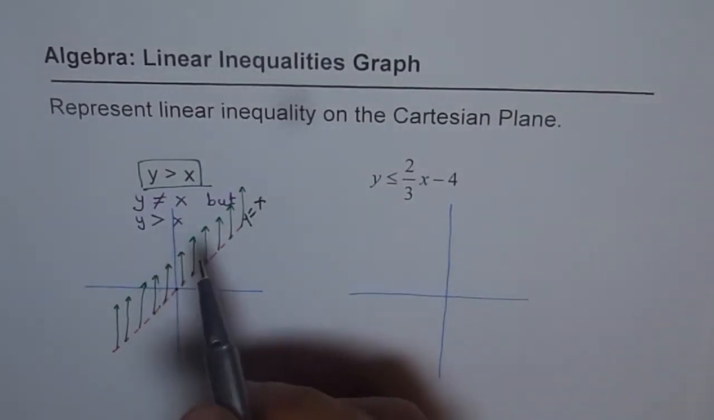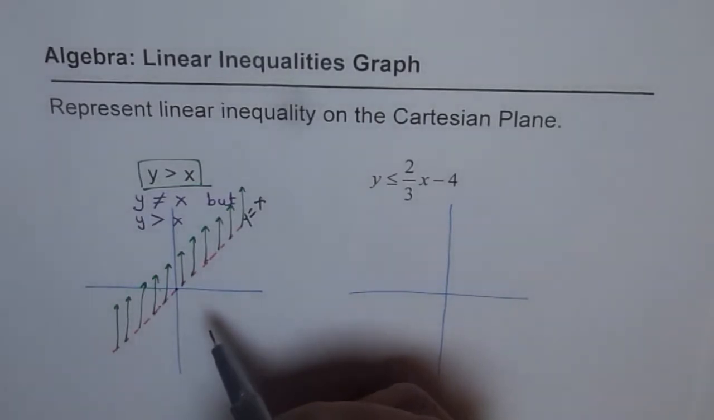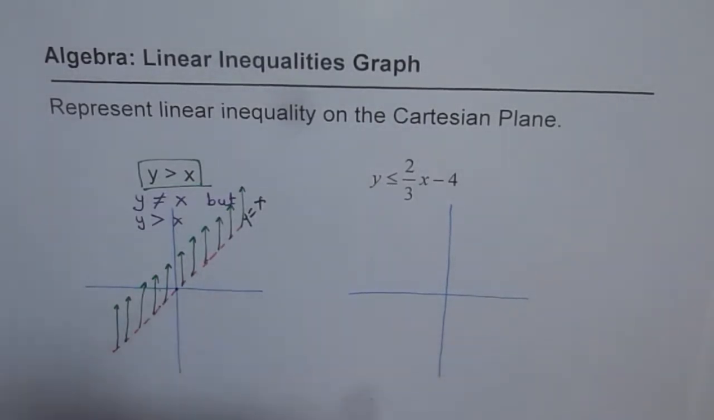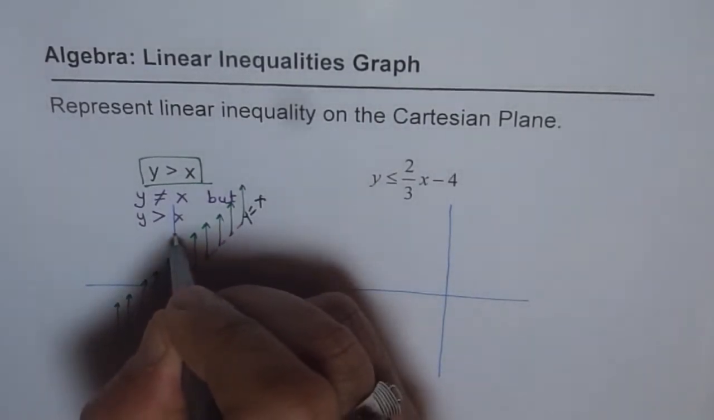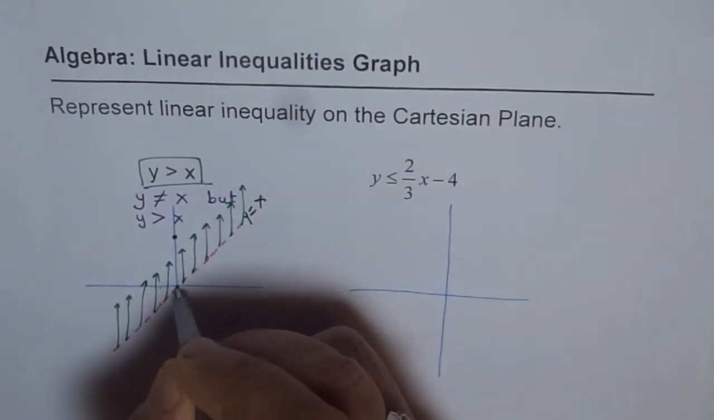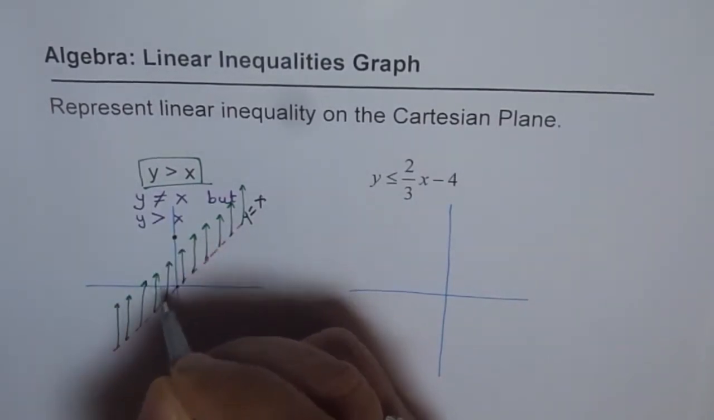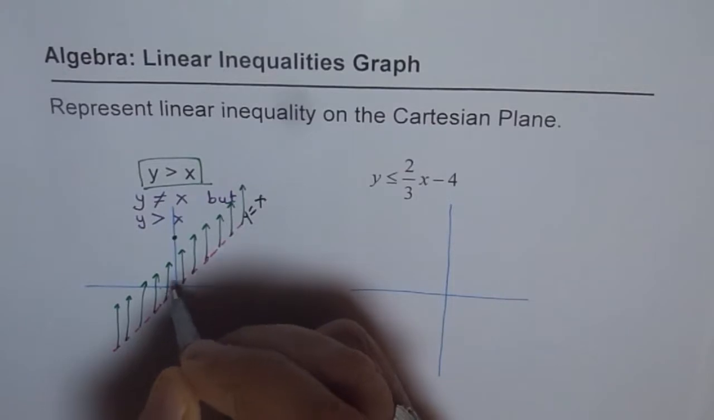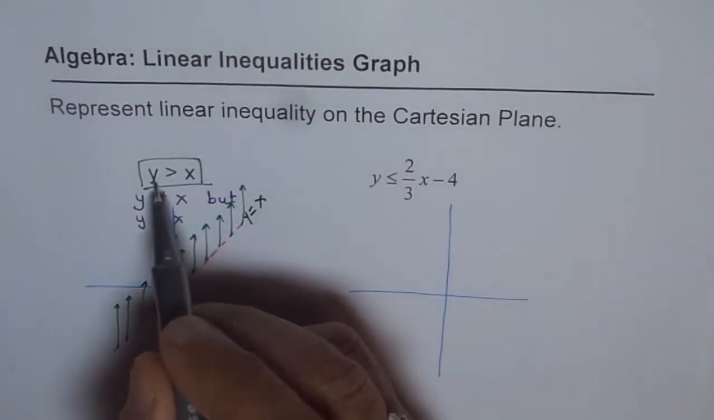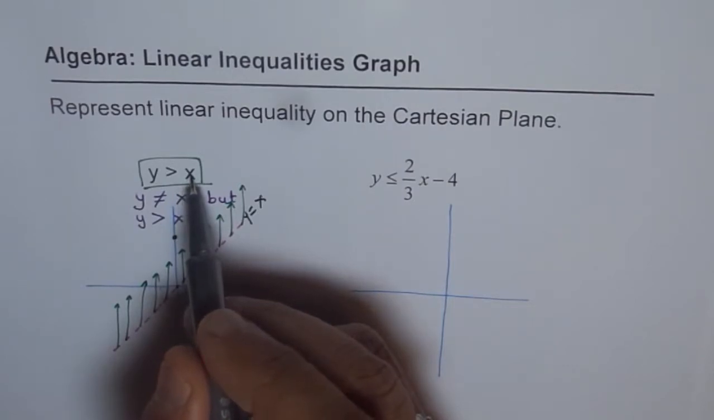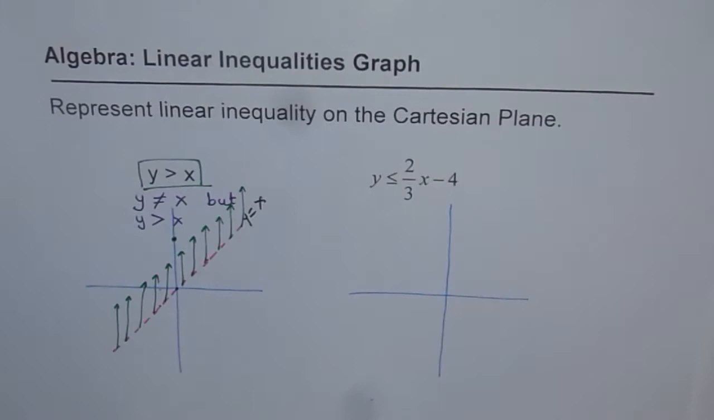Now what you can do is test for some point, right? Let us say we have a point here, and this point is 0 for x and, let us say, 5 for y. In that case, if I put 5 here and 0 here, my inequality is satisfied, right? 5 is greater than 0, correct? So that is one test point.